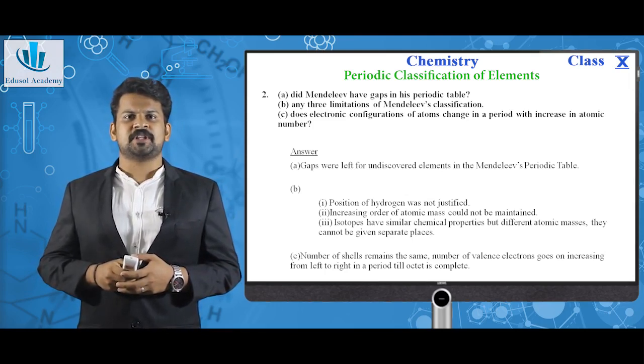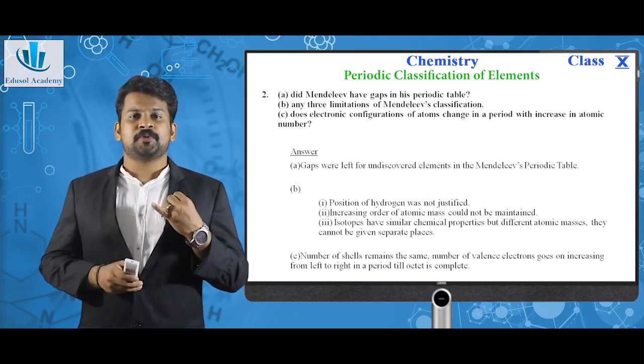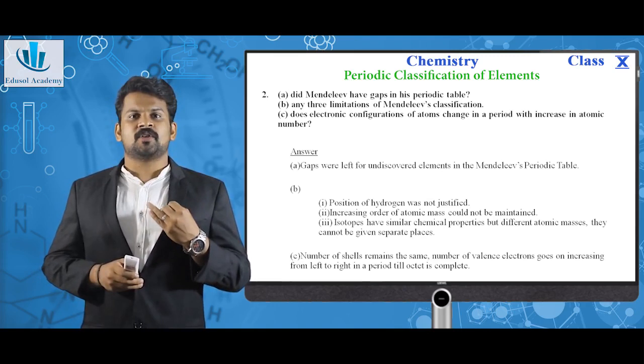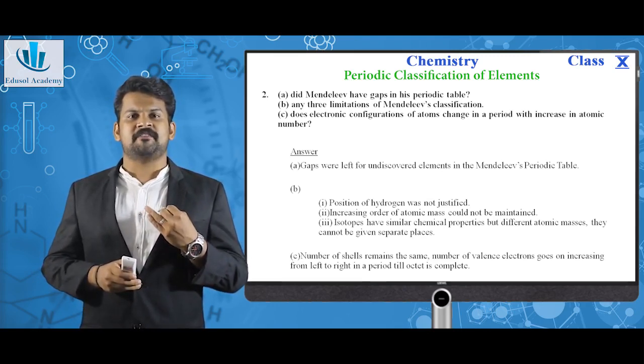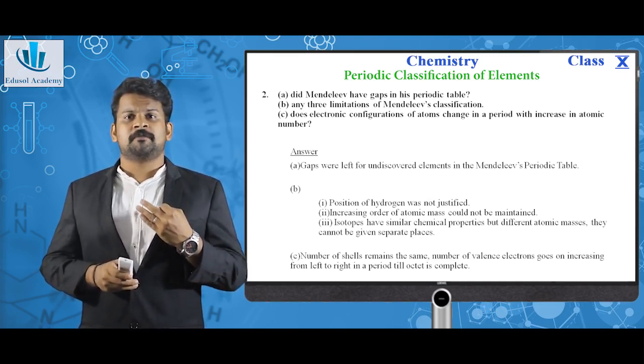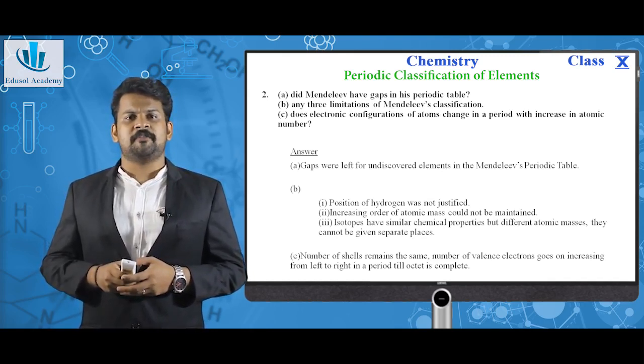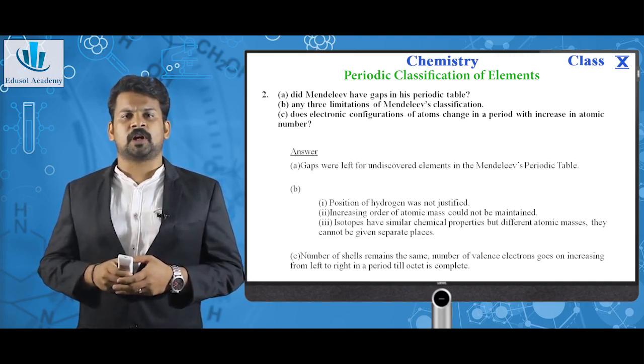Second question, 3 limitations of Mendeleev's classification. Major limitation, position of hydrogen was not justified. Second limitation, increasing order of atomic mass could not be maintained everywhere. It was deviating. Third limitation, isotopes having similar chemical properties but different atomic masses could not be separately placed, which means there was no space for isotopes to be accommodated in Mendeleev's periodic table.